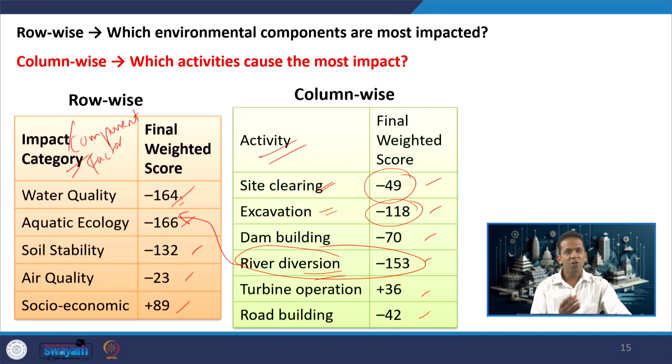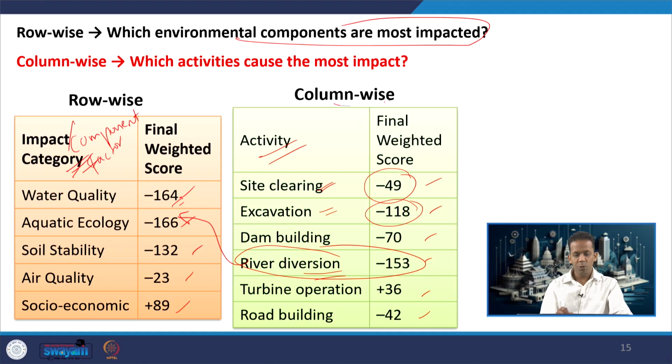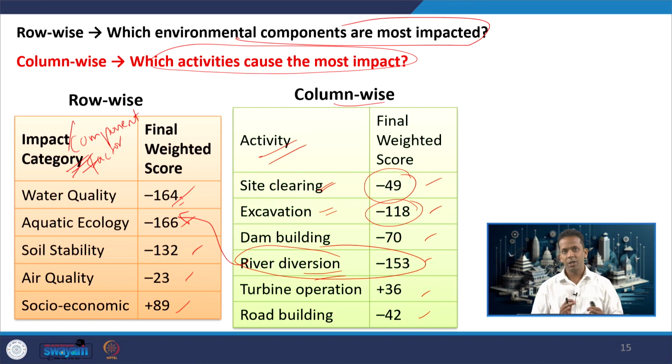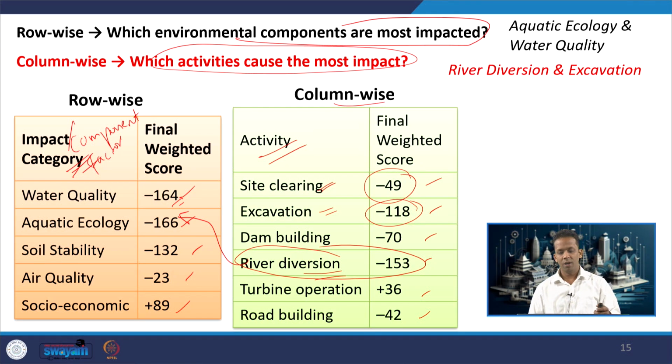We do not shift the project activities or environmental components rows and columns, but if we do the row wise weightage, it tells us which environmental components are most impacted, and when we do the column wise summations, it tells us which activities of the project cause the most impact. So, that is how the two interpretations are different.